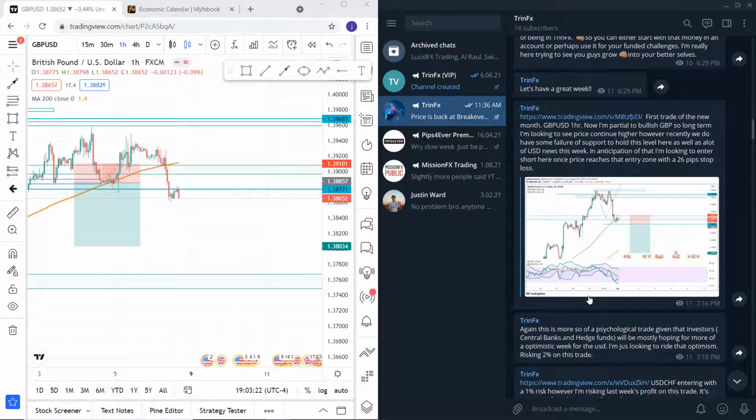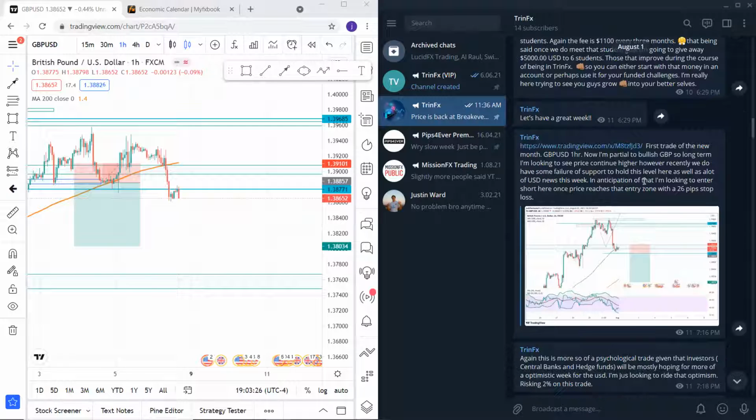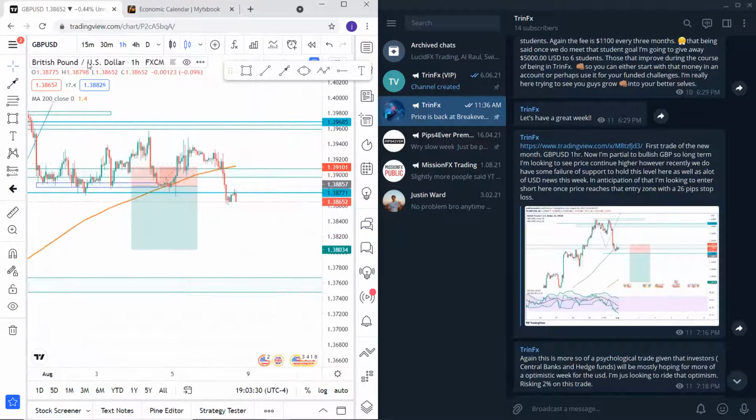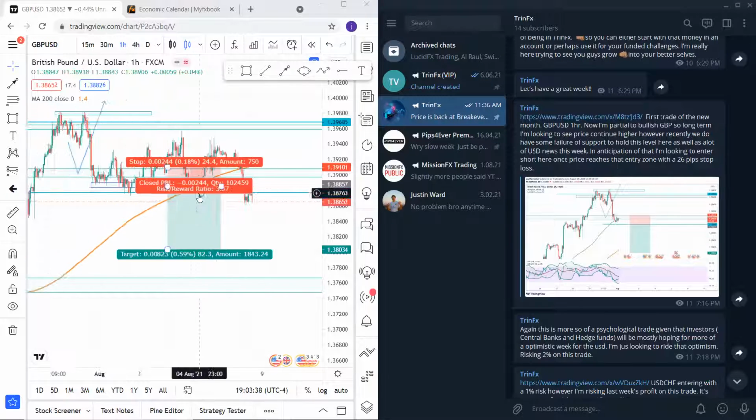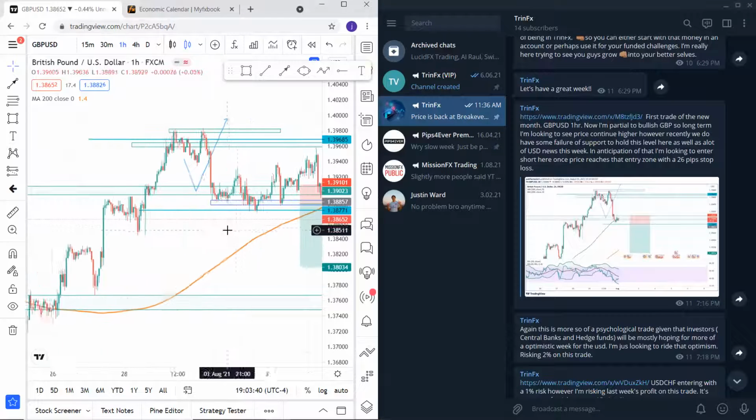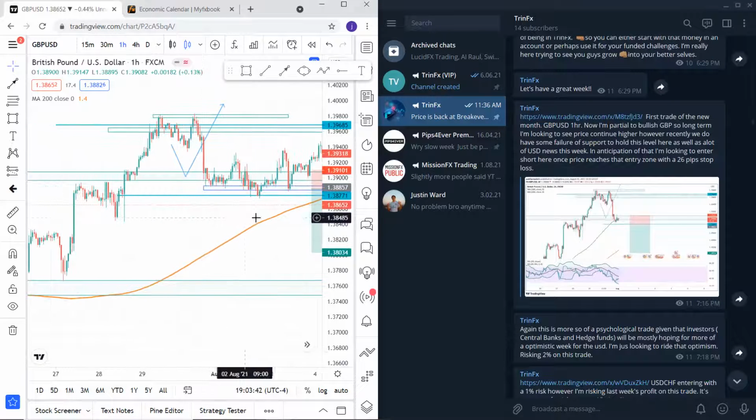Okay. So the first trade that we took for the week was a GBP pair, which was GBP USD over here. Basically, what I was looking for on this pair was to see some downward momentum entering into the market as price continued pushing lower.